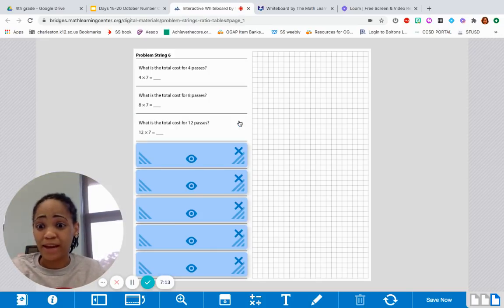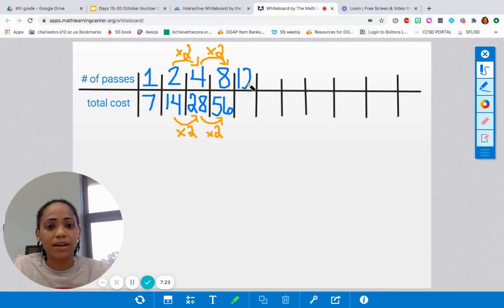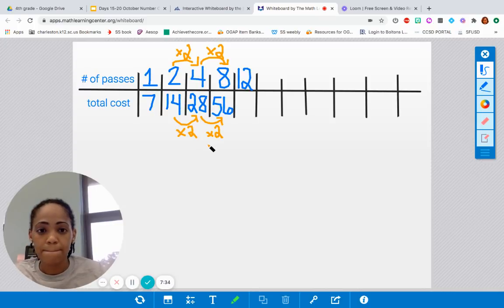How about 12 passes? Yikes, now we're going from 8 to 12. How can we use what we know for 12 times 7 from what we already have on our ratio table? What can we do? Yeah, 12 times 7 is the same thing as saying 4 times 7, which is 28, plus 8 times 7, because 4 plus 8 is 12.